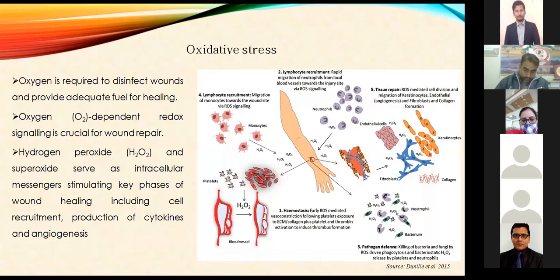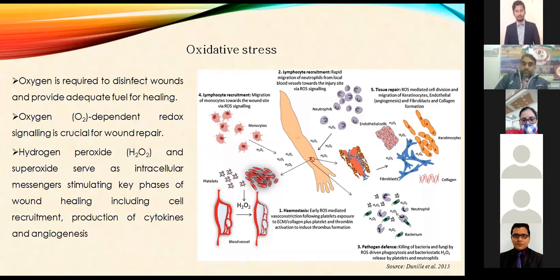So these were some basics of wound and wound healing. And now I would like to proceed to oxidative stress. Basically, oxygen is a requirement for normal wound healing because all the processes here are oxygen dependent, which are crucial for wound repair. Mostly hydrogen peroxide and superoxides are involved as intracellular messengers that stimulate the main phases of wound healing, like recruitment of monocytes and neutrophils to the wound site, cytokine production, and angiogenesis.